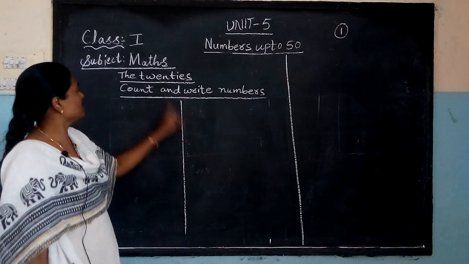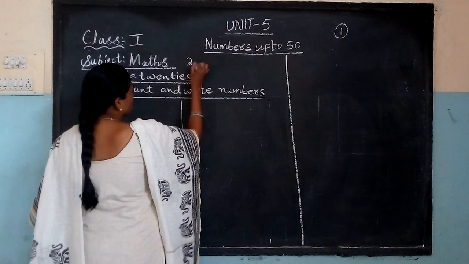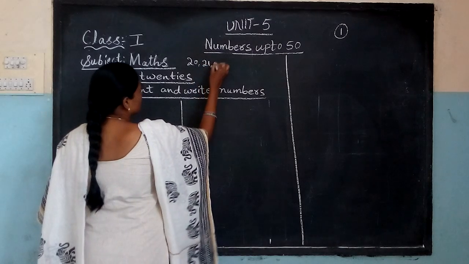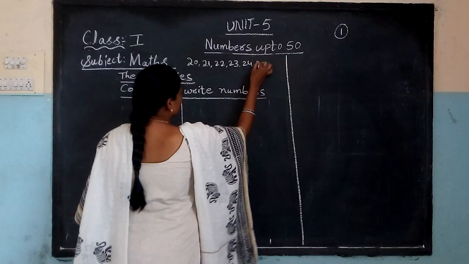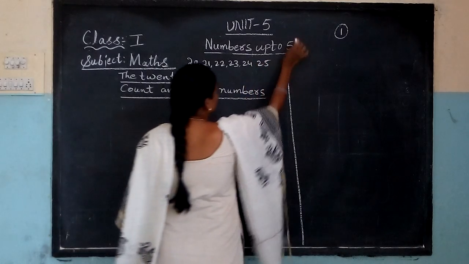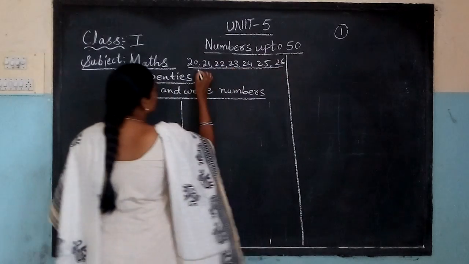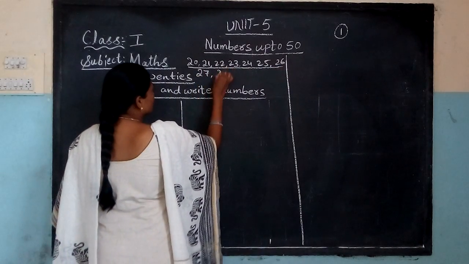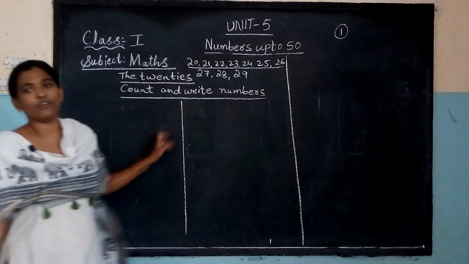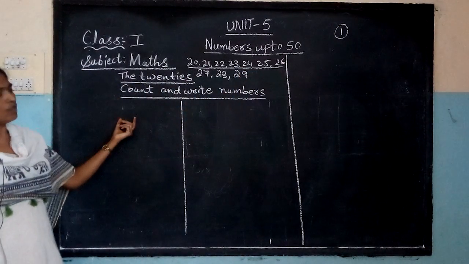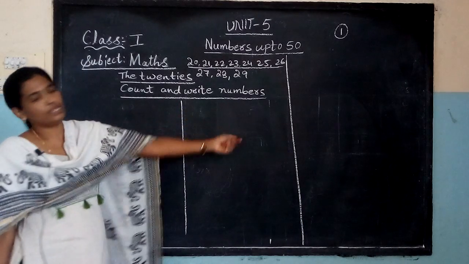Now next topic, children, the 20s. Looking at the number line, you have to write 20, 21, 22, 23, 24, 25, 26, 27, 28 and 29. For these numbers you have to write number names. Now look at the board carefully and listen. Count and write the numbers.